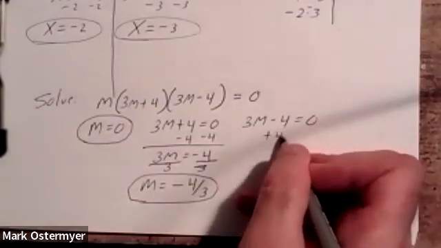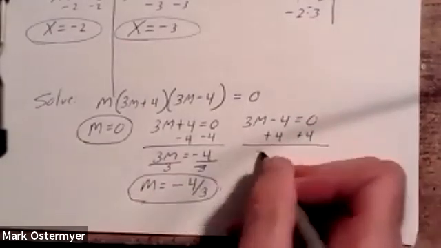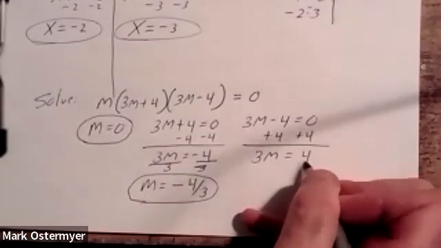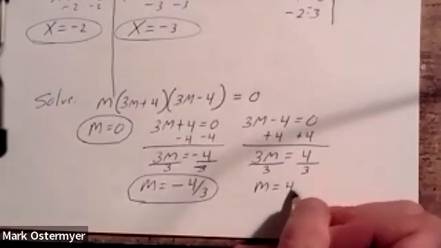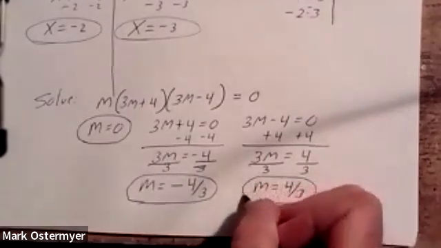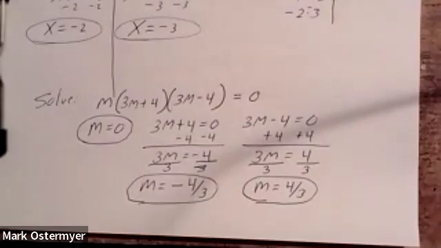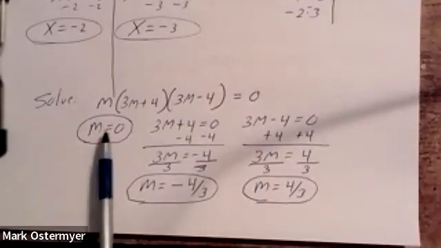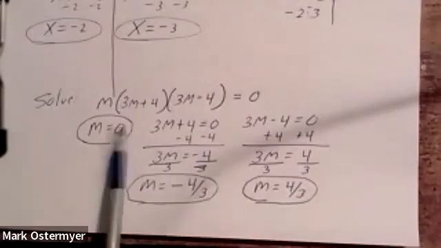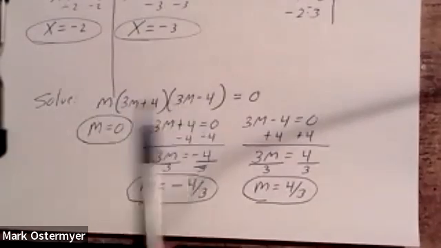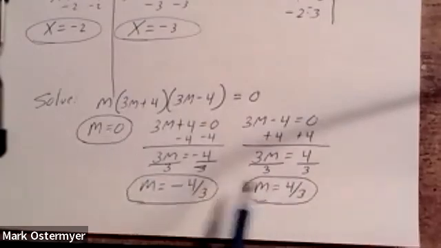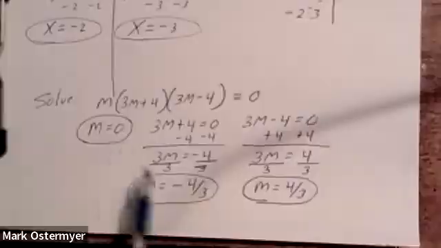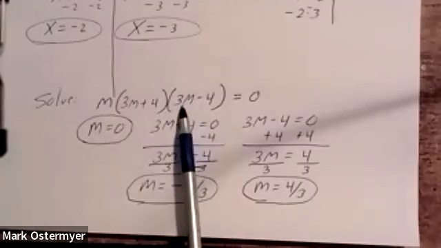Solving this equation for M, we add 4 to both sides. We get 3M is equal to 4, divide both sides by 3. And M is equal to what? 4/3. Ladies and gentlemen, we are done. We have our three solutions. We have 3 solutions. So what degree would this equation be? It would have to be of what degree, since we have 3 solutions? Third degree.